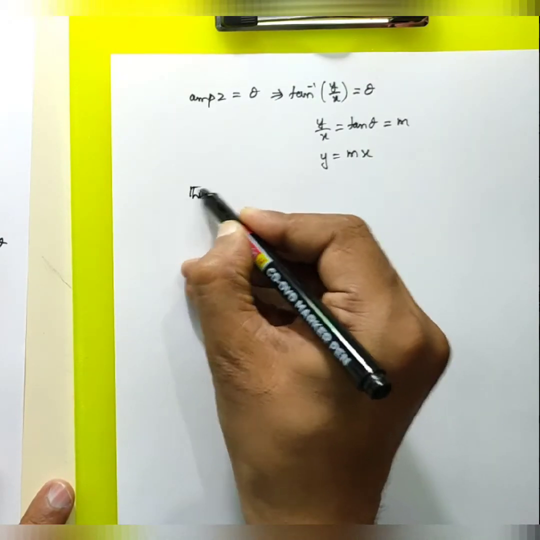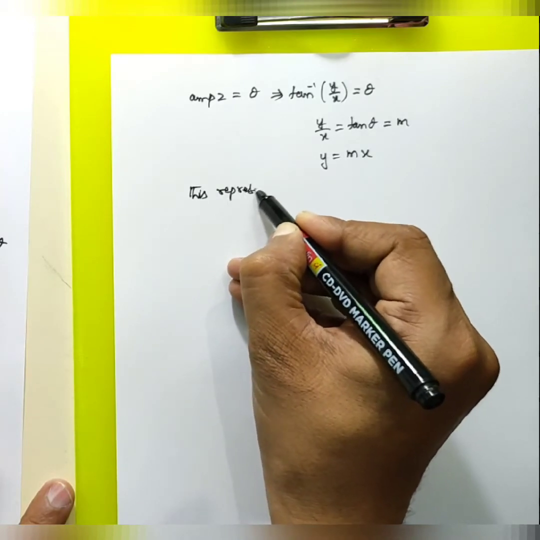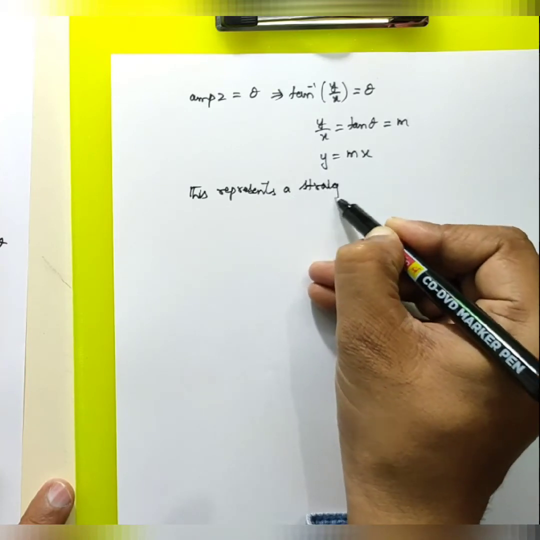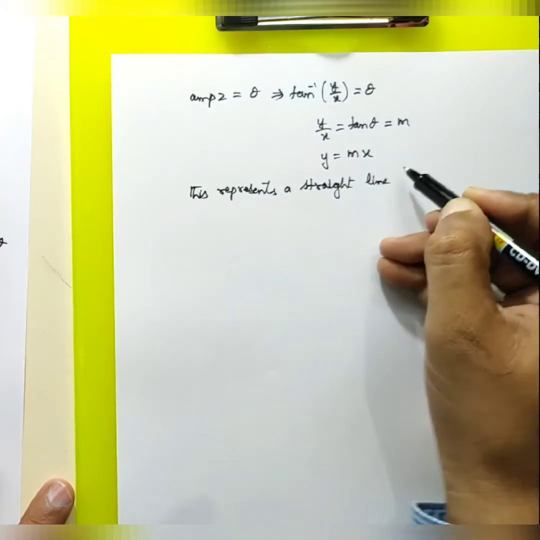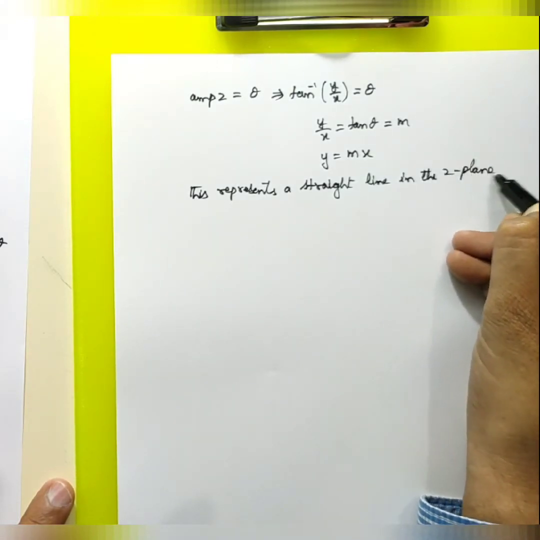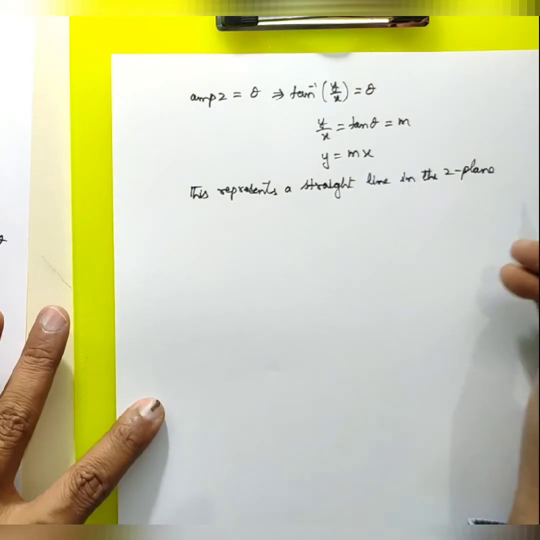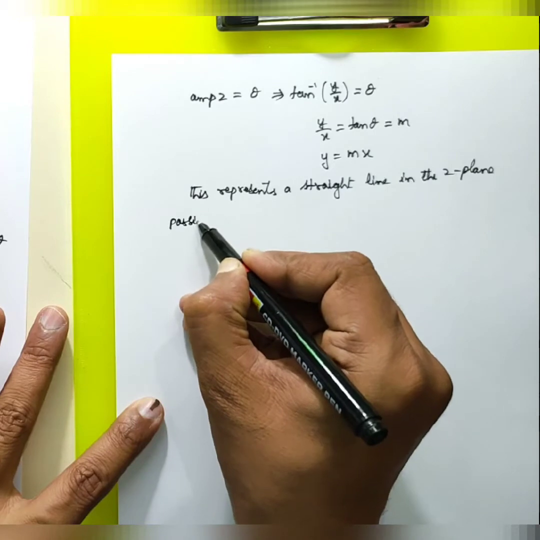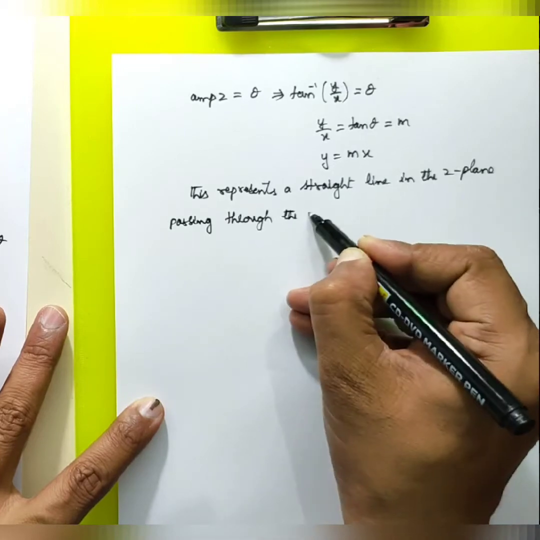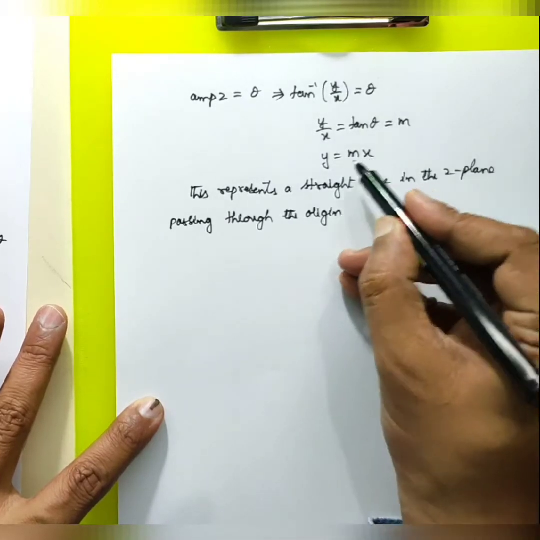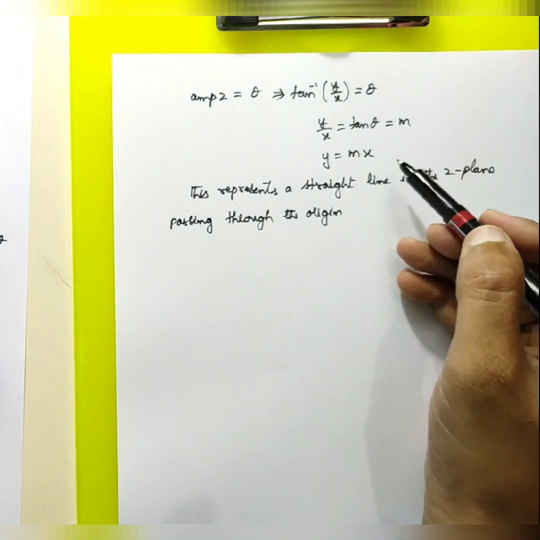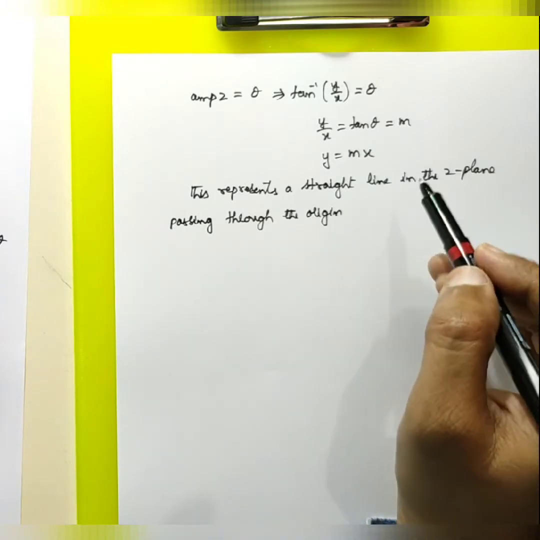So this represents a straight line in the z plane. In the z plane, this will be passing through the origin, because y equals mx plus c is the standard form. But plus c is 0 in this case, therefore it has to pass through the origin.